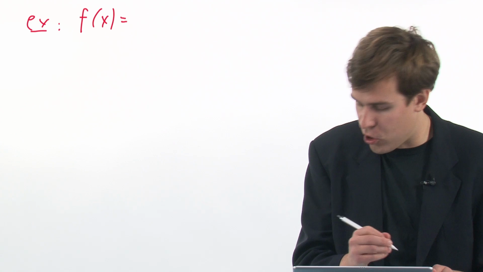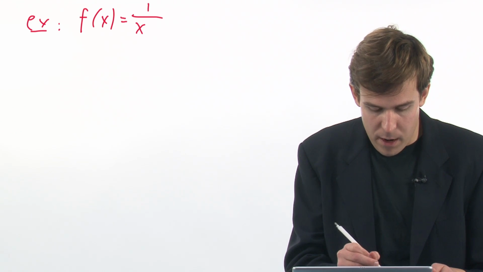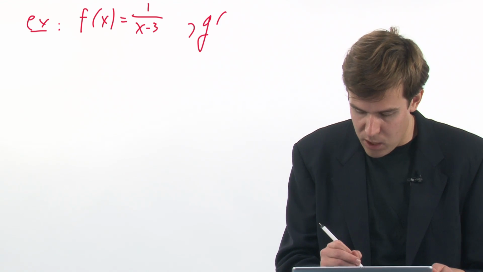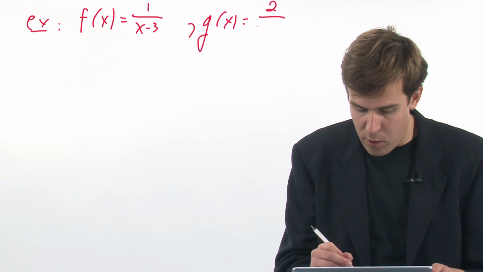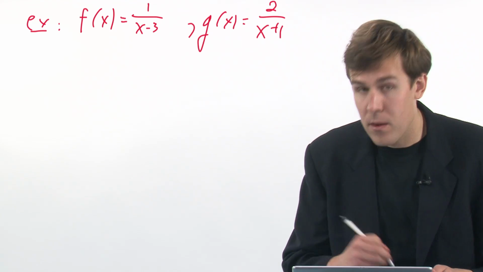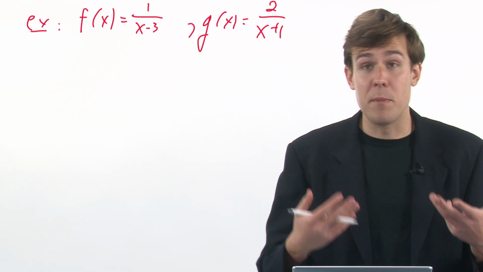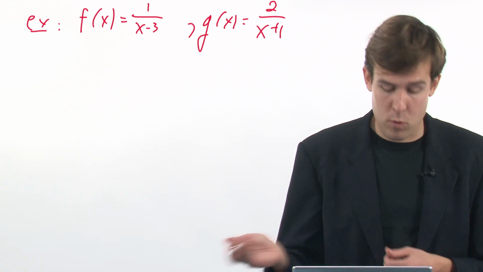Let's look at another example. We'll make these with rational functions. f of x is 1 over x minus 3. And let's make g of x 2 over x plus 1. So we'll play the same game. We'll do some additions and then some multiplications and compositions to see how this works.